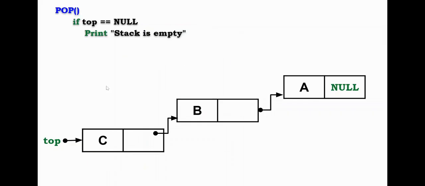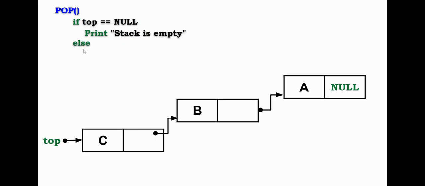Next one is the pop operation. Before performing the pop operation, we have to check whether our stack has an element. If there is no element, we simply print stack is empty. For checking that, we have to check our top pointer value. If it is null, our stack is empty.